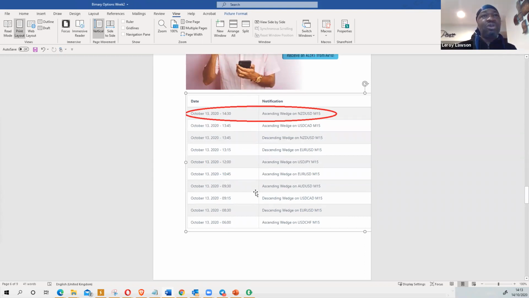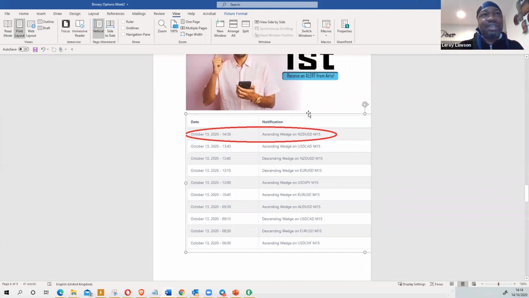I don't take them all. I don't want them all. I only want maybe a couple of them. Some of them are off when I'm sleeping, and some of them I'm out busy doing other stuff. But yesterday, if you noticed in the group, I got an alert on the New Zealand dollar, and I'm going to walk through this one exactly as I got it.